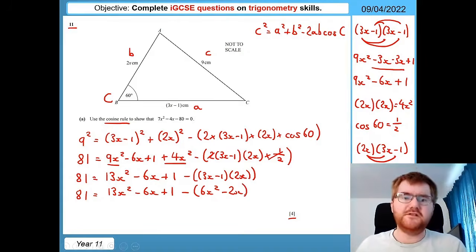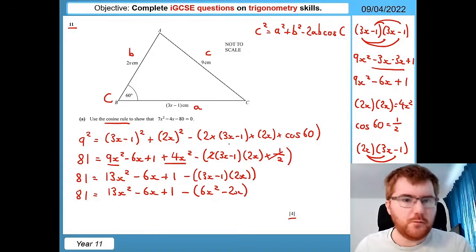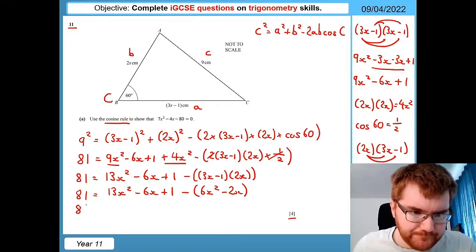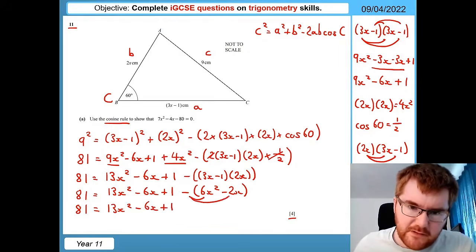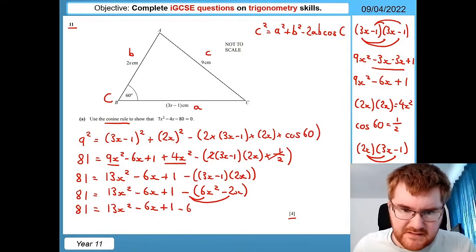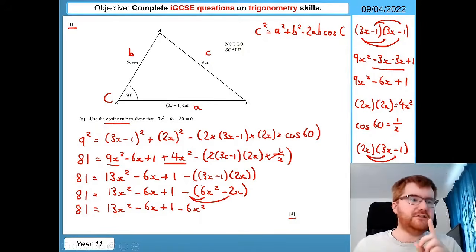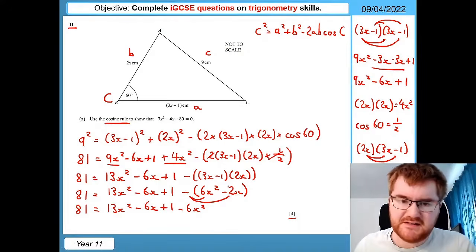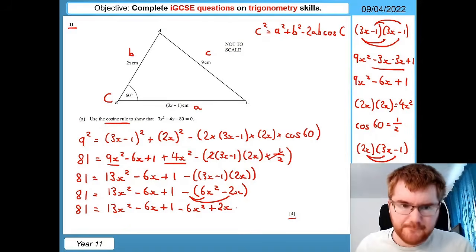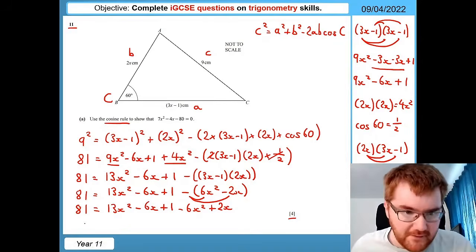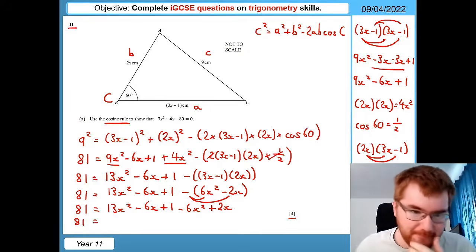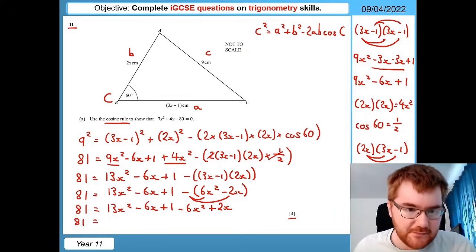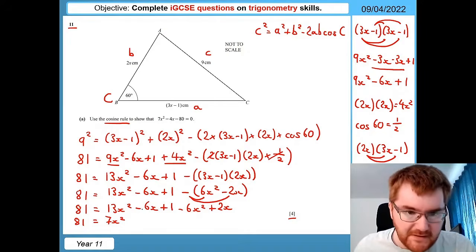And we're almost there. So once you see this next step, you'll see we've almost got to the answer. So we get 81 equals 13x squared minus 6x plus 1. And now we're expanding essentially a single bracket here as well with this minus. So we get minus 6x squared. And this is the thing really to watch out for in this question. The minus times a minus is a plus. So we get plus 2x. Almost there. So 81 hasn't moved for the time being. So 13x squared minus 6x squared is 7x squared. Minus 6x plus 2x is minus 4x plus 1.